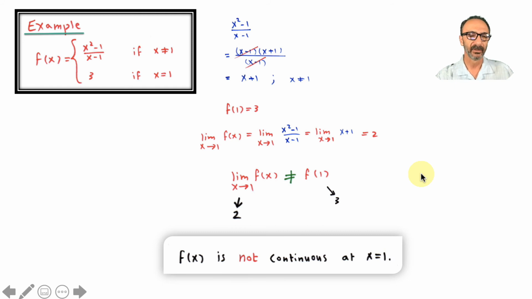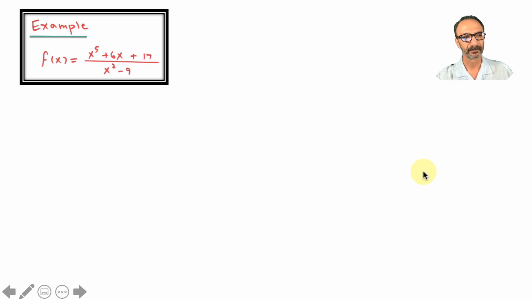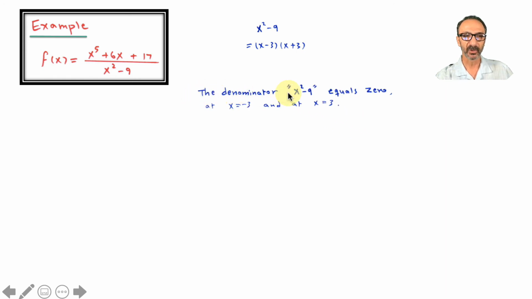Let's take another rational function. X to the fifth plus 6x plus 17 over x to the second minus 9. We always focus on the denominator for continuity. This is my q of x, difference between two squares, and we could factor it and find the zeros. So here we go. X minus 3 and x plus 3, difference between two squares. So the denominator q of x, x squared minus 9, equals 0 when x equals negative 3 and when x equals 3.